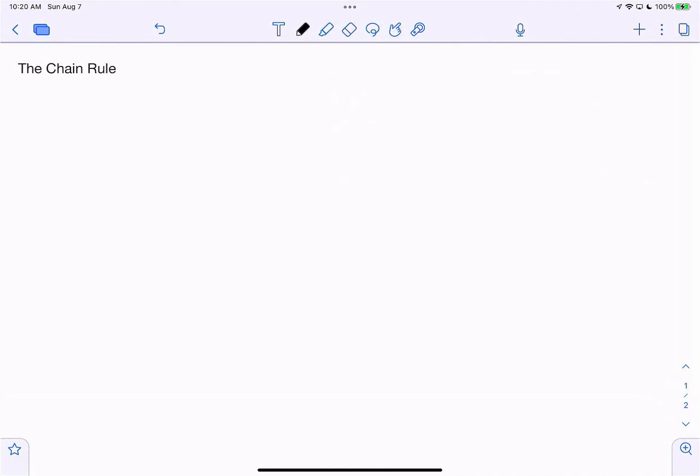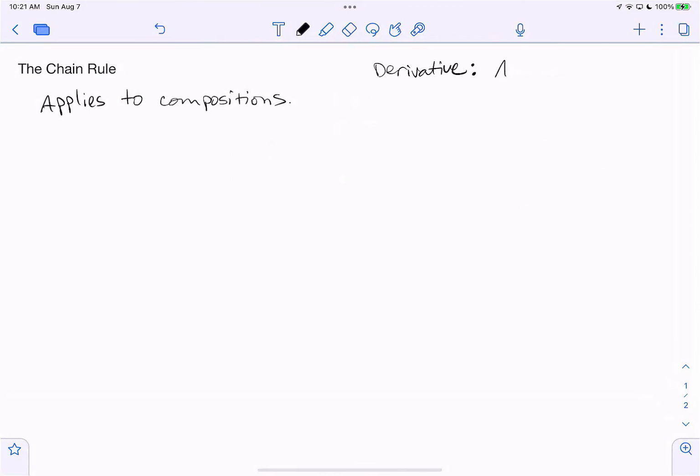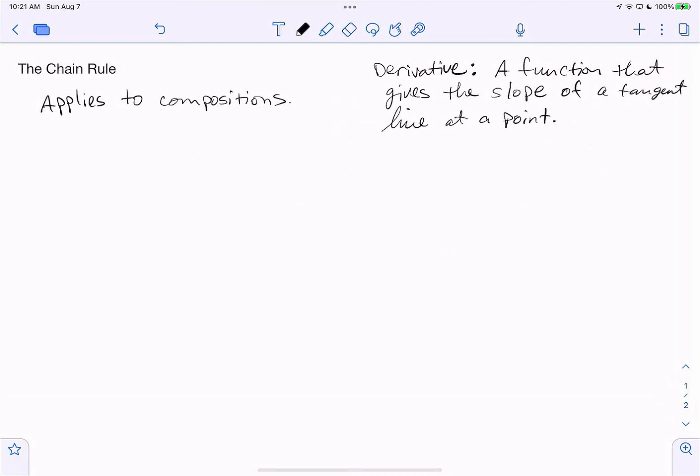The chain rule is our last differentiation rule, and it applies to compositions. Before we get into it, though, I want to remind us of the concept of a derivative. The derivative of a function is a function that gives the slope of a tangent line at a point. This is kind of an informal thing that I just said. Let's take a step further back and talk about what a slope is.